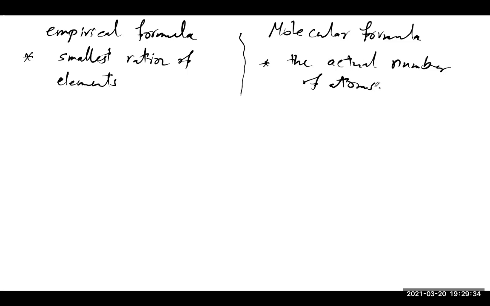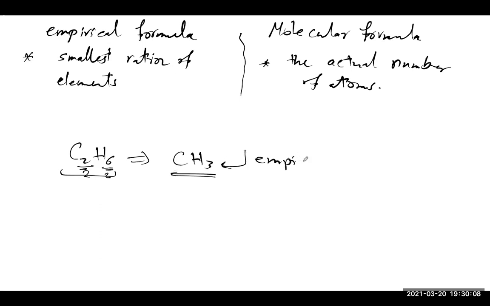Okay, what does this mean? If we have a compound like C2H6, this is a molecule. We need to see if this one is an empirical formula or a molecular formula. So we need to look at the numbers for each atom and see if this one is in the simplest form or not. This one is not the simplest form because we can simplify it by dividing by 2, which gives us CH3. But that one is the simplest form, so it will be the empirical formula.